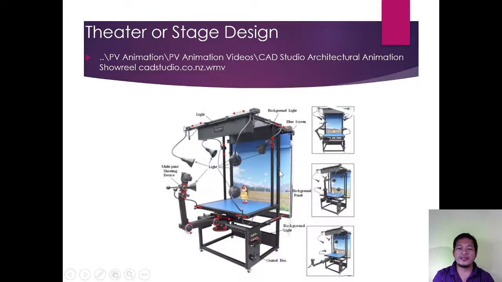So, theater or stage design. These are the tools or equipment used for animations: the curtains, the lights, the background, big images, and then there will be the characters. This is the animation of the character.